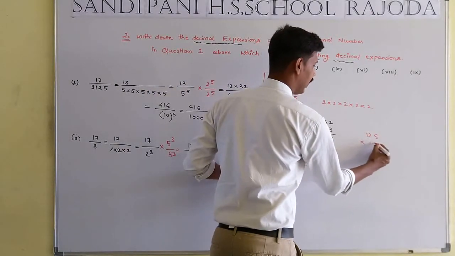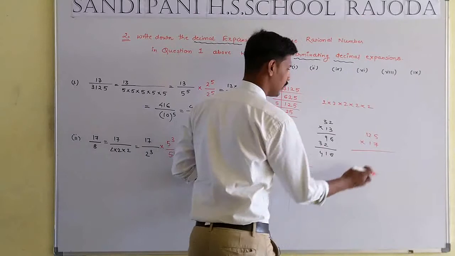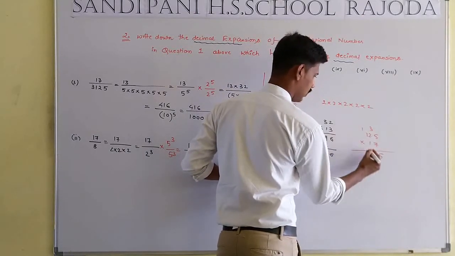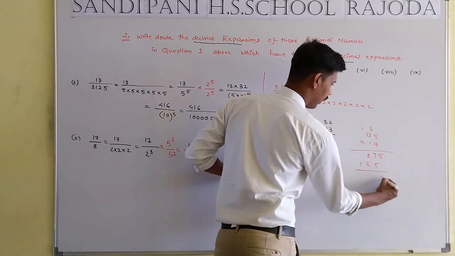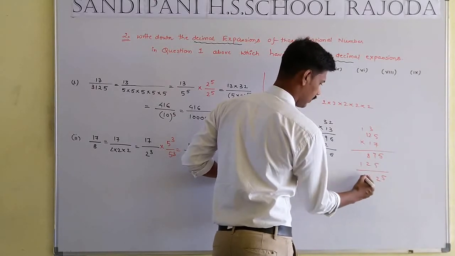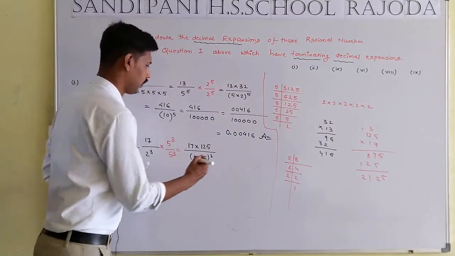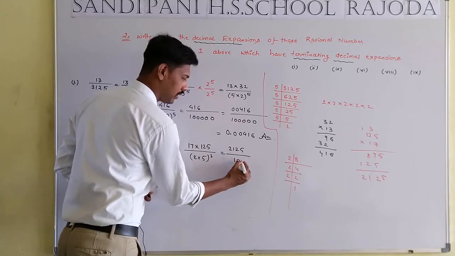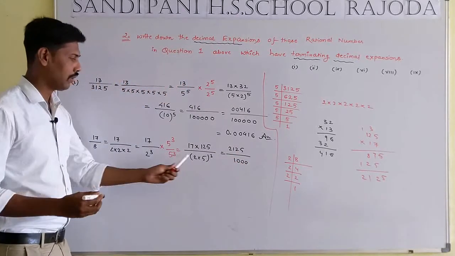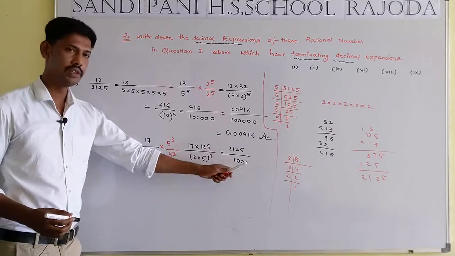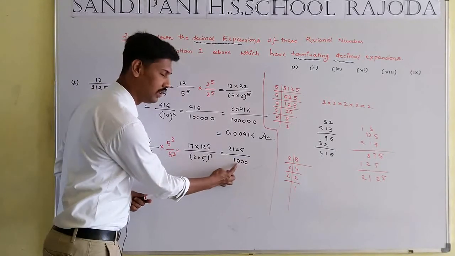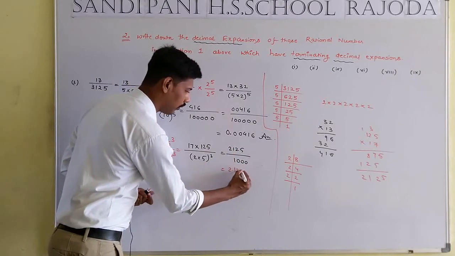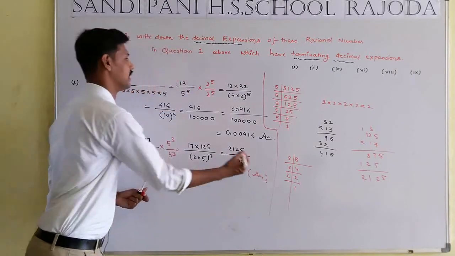125 multiplied by 17 will be equal to 2125. 2125 over 10 whole power 3, that means 3 times. 5 twos are 10, whole power 3, that means 3 zeros are there. How many zeros are there? 3 zeros. That means from the last, 1 2 3, it will be equal to 2.125, the required answer.